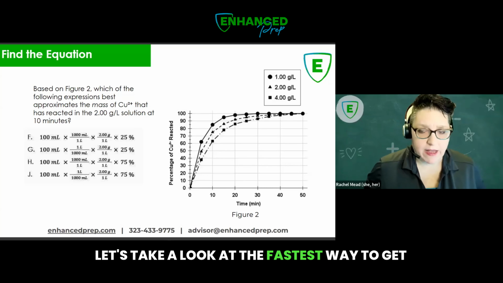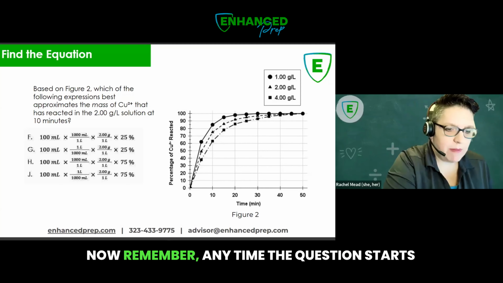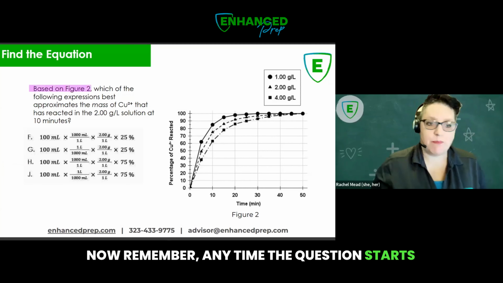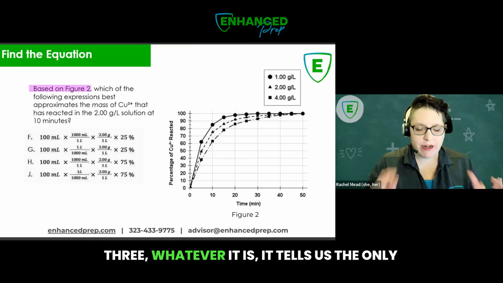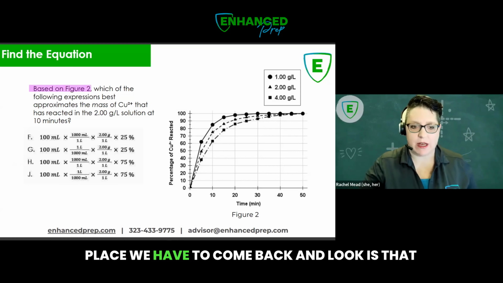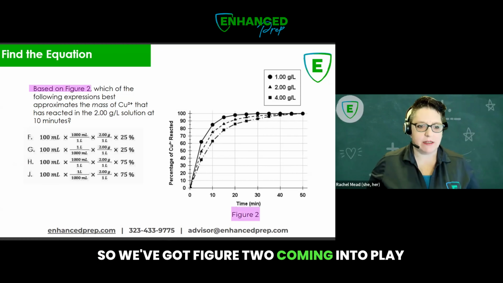Let's take a look at the fastest way to get through this ACT science-based question. Now remember, anytime the question starts based on figure 2, according to table 3, whatever it is, it tells us the only place we have to come back and look is that particular figure. So we've got figure 2 coming into play here.